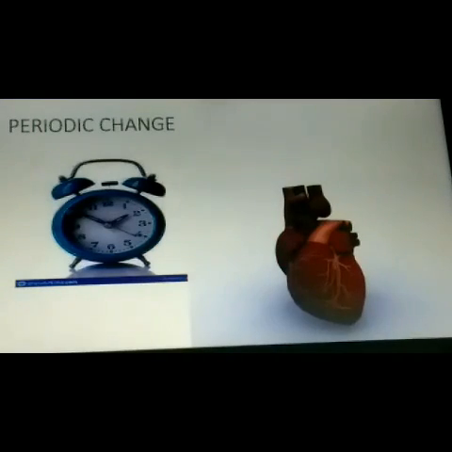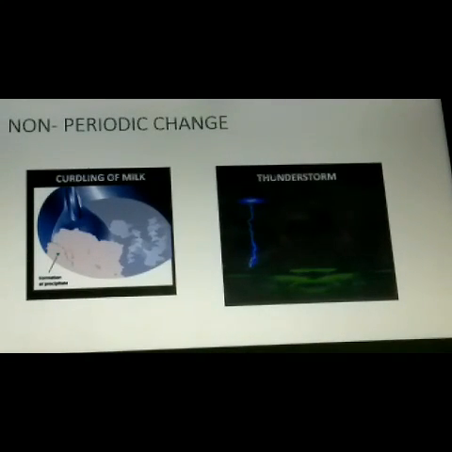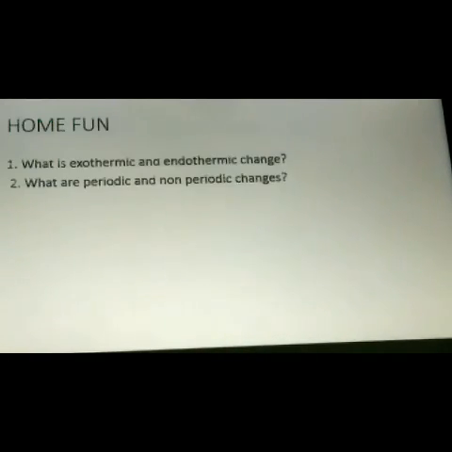So today in this class we have seen exothermic change, endothermic change, and then periodic change and non-periodic changes, right? So these are all the examples for periodic change, which means hour hand, minute hand in a clock, and then heartbeat. While in case of non-periodic change, thunderstorm and then curdling of milk, they are all said to be the non-periodic changes, right? And then rusting of iron is also an example for the non-periodic changes.